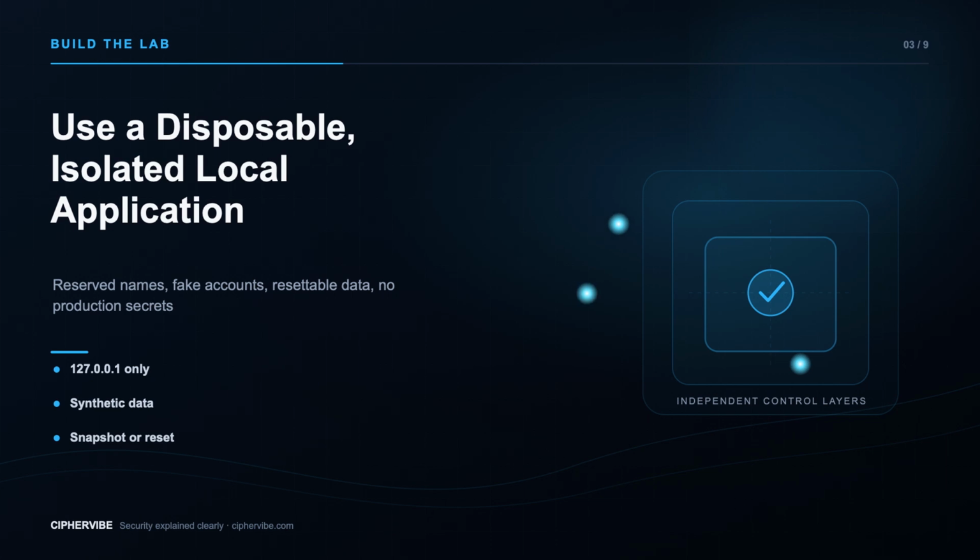Keep the lab isolated. Bind the service to loopback rather than every network interface. Do not reuse production passwords, API keys, customer records, or browser profiles. Use a disposable browser session and a resettable application database. If containers or virtual machines are used, confirm their port mappings and network exposure before testing.